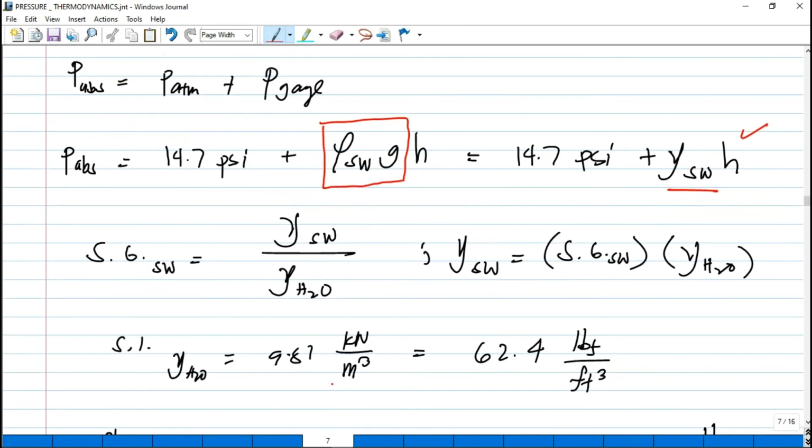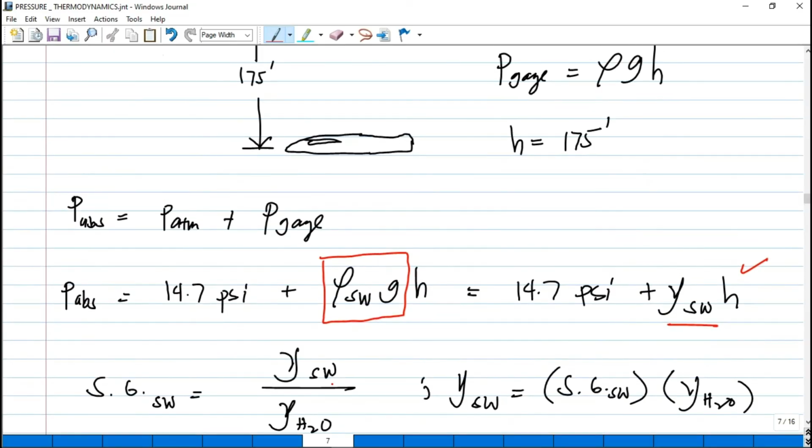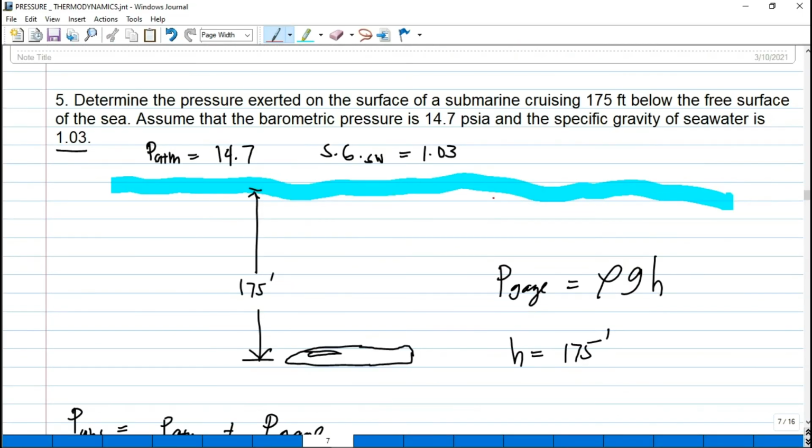So that's how you solve, guys. Ganun ang pag-solve natin ng mga pressure. The pressure exerted on the surface of the submarine is just the sum of the atmospheric pressure, kasi nag-push siya on the sea, and then the pressure due to the height of the seawater, which is density gH.